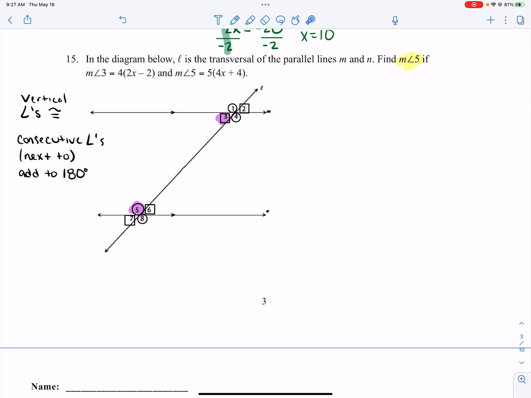So over on the left, I said consecutive angles, which means next to each other, have to add to 180. So one is a circle and one is a square. So together, they have to equal 180. Because again, one's a circle, one's a square. So I'm going to take what each one equals and add them together. So 4 times 2x minus 2 plus 5 times 4x plus 4. And now they're equal to 180 because they're next to each other on this picture.